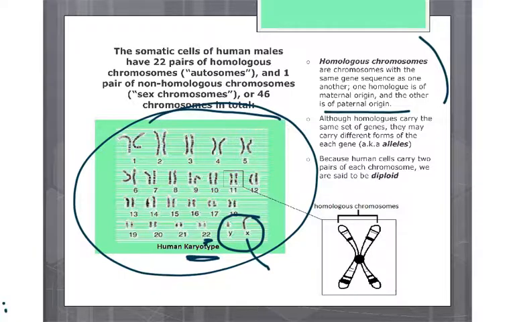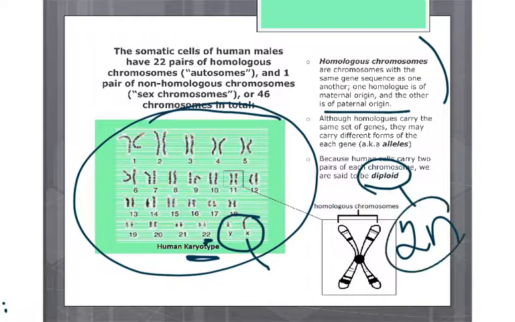Although the pairs carry the same set of genes, they may carry different forms of each gene, aka our alleles. Because human cells carry 2 pairs of each chromosome, we are considered to be diploid. So when we look at this, the diploid value is represented by 2n. When we look at our sex cells, they are referred to as haploid.